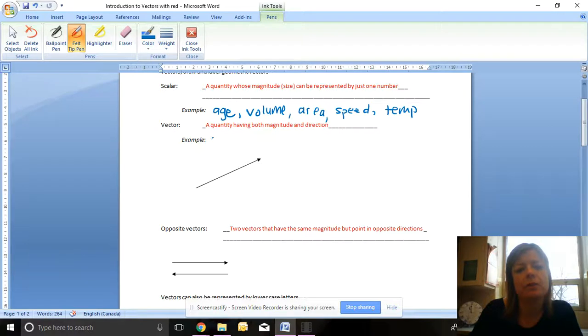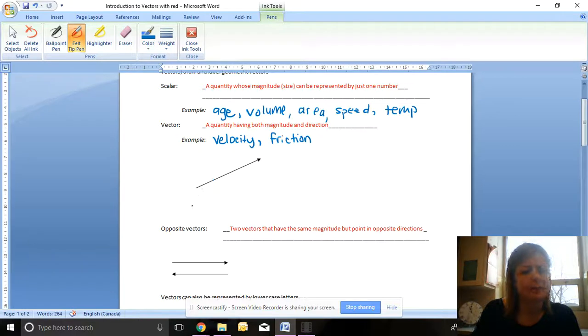For example, velocity. Velocity is speed with direction, so it is represented by a vector. Or something like friction. It has a magnitude, but it also has a direction. So a vector has two elements to it. It has a length, which represents its magnitude, and then it has an arrow, which represents the direction. And you'll see that this one is tilted in a certain way.